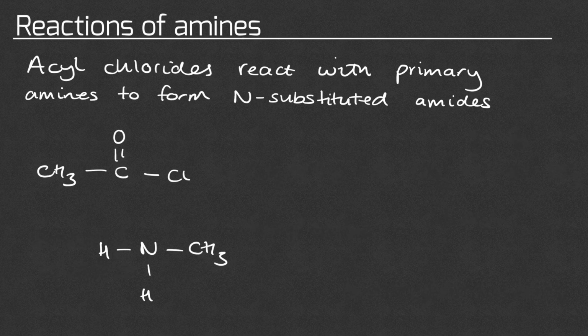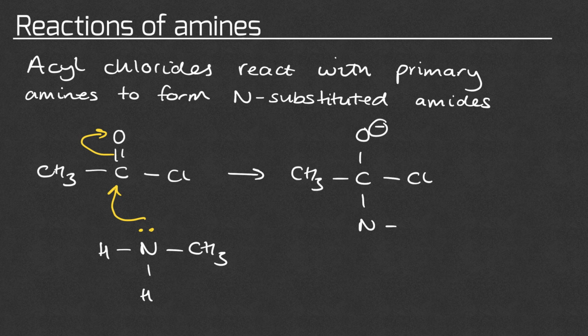To draw the mechanism for this, we draw out our ethanoyl chloride and our methylamine. We'd add the lone pair onto the N. Our first arrow in this nucleophilic addition elimination mechanism is from the lone pair to the carbon. Our second arrow is from the carbon-oxygen double bond up to the oxygen. And this forms our intermediate product, with the nitrogen having a positive charge and the oxygen a negative. We then draw our lone pair on the oxygen and show that moving to reform the double bond, whilst removing the chlorine. And finally, we lose the hydrogen to remove the positive charge on the nitrogen.